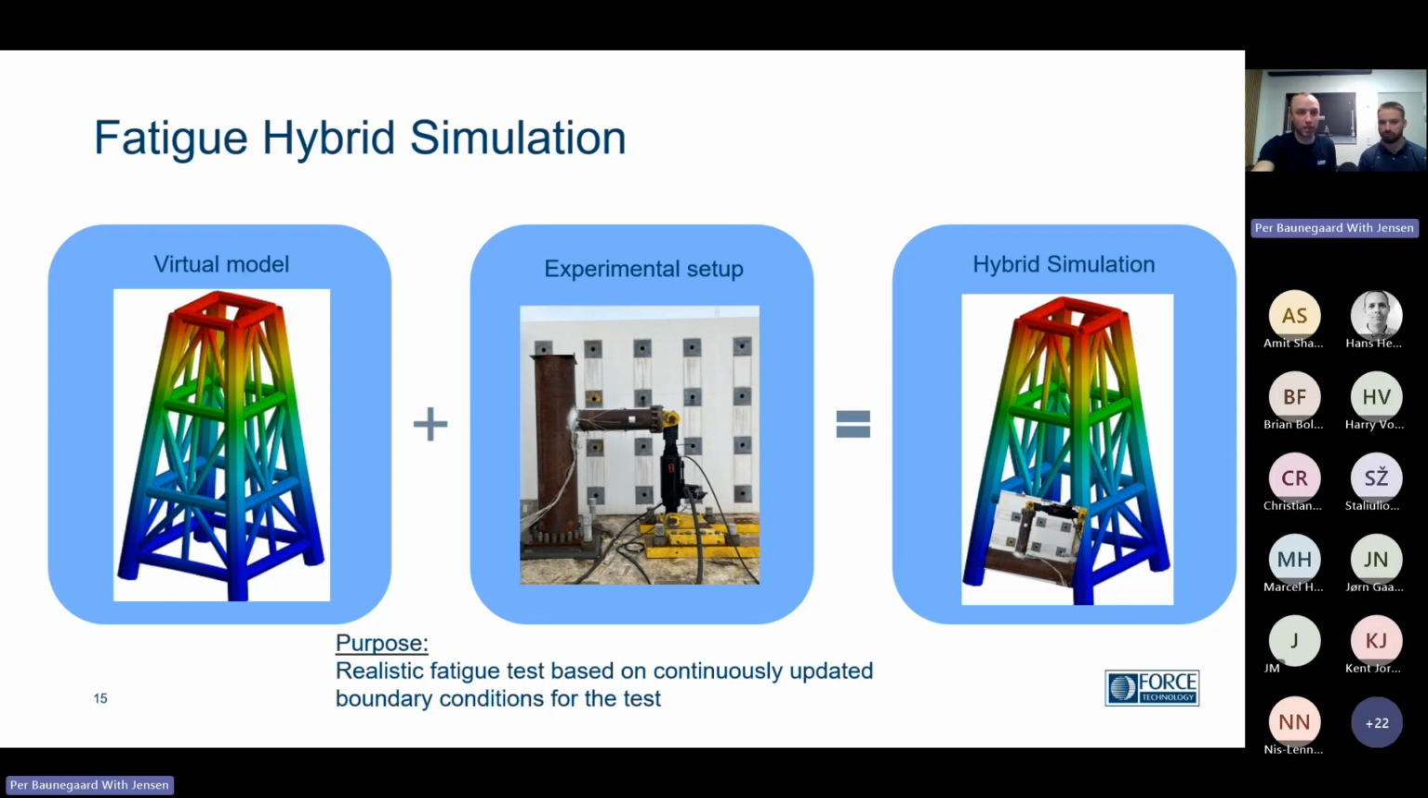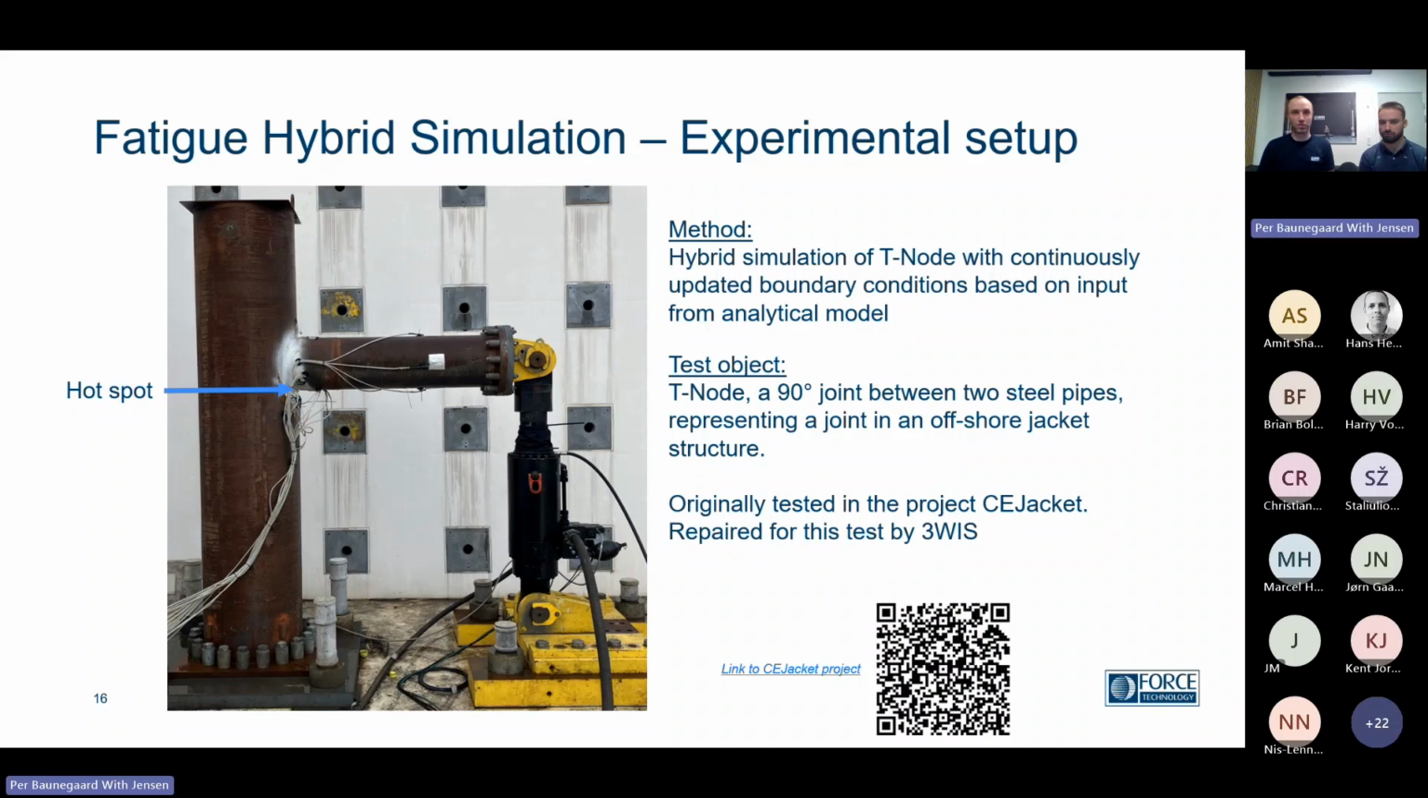We'll just quickly take a look at the 2 elements in the hybrid simulation here. There's the T node, and it's set up in an experimental setup that we've also been using for classic fatigue testing. But just to reiterate, the method we're using here is that we will update the boundary condition of that fatigue test based on the model. So what we're aiming for in the test is to induce a crack in the hotspot zone indicated here on the T-node. The T-node is two pipes welded together 90 degrees.